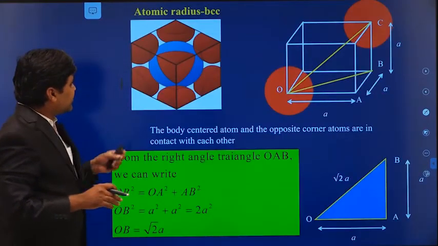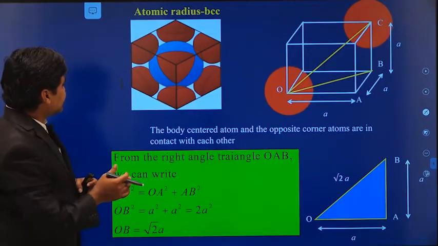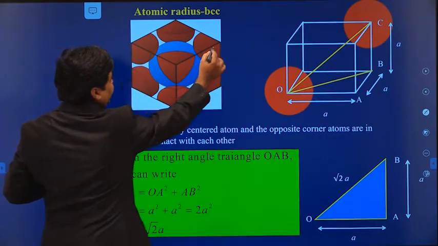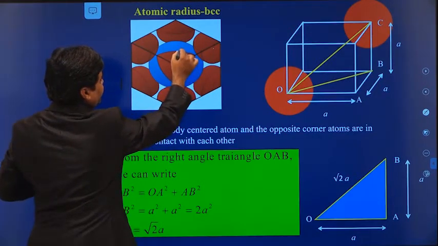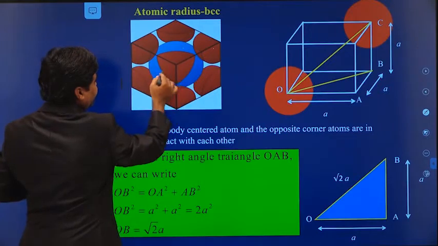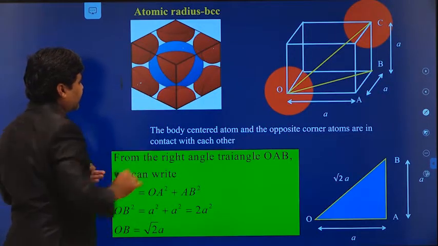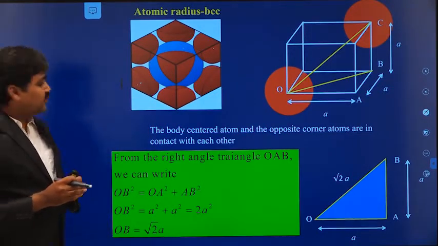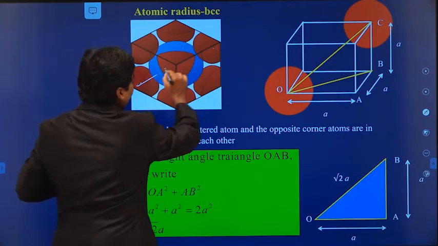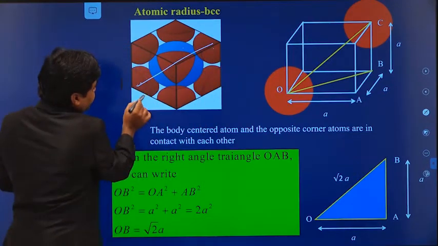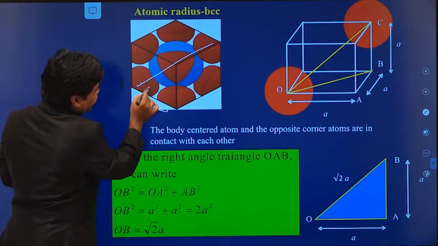Here you can see, if you want to calculate the atomic radius, this corner atom is connected to this body center atom, and this body center atom is again connected to this corner atom. That means these atoms are connected along the body diagonal. Here you can see these 2 side by side atoms are not connected with each other.